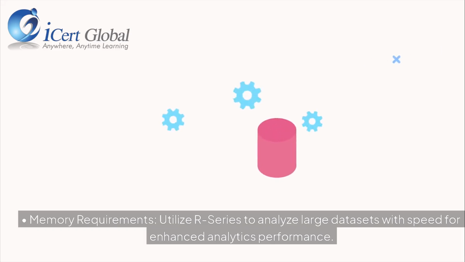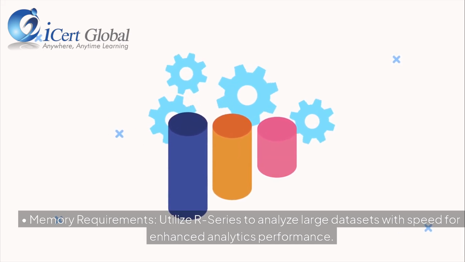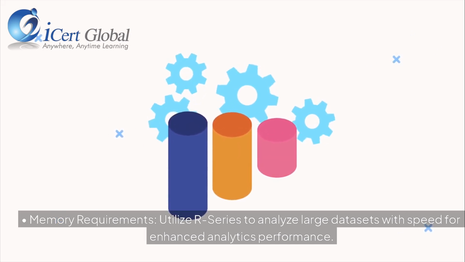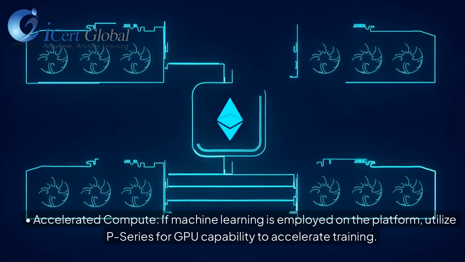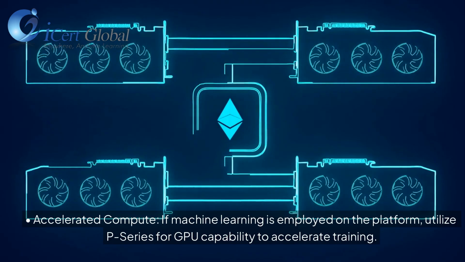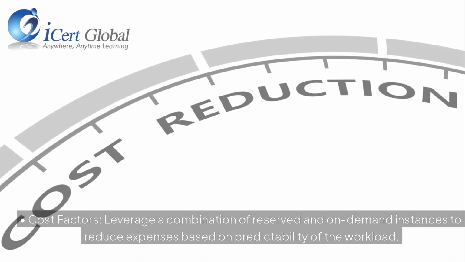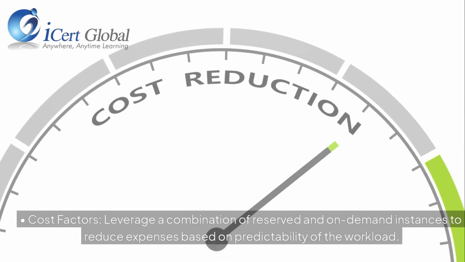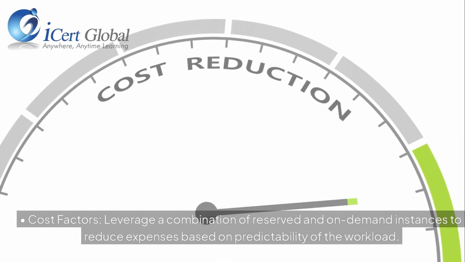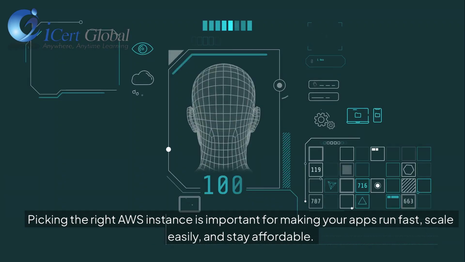Example 2. Data analytics platform. Memory requirements. Utilize I-series to analyze large datasets with speed for enhanced analytics performance. Accelerated compute. If machine learning is employed on the platform, utilize P-series for GPU capability to accelerate training. Cost factors. Leverage a combination of reserved and on-demand instances to reduce expenses based on predictability of the workload.